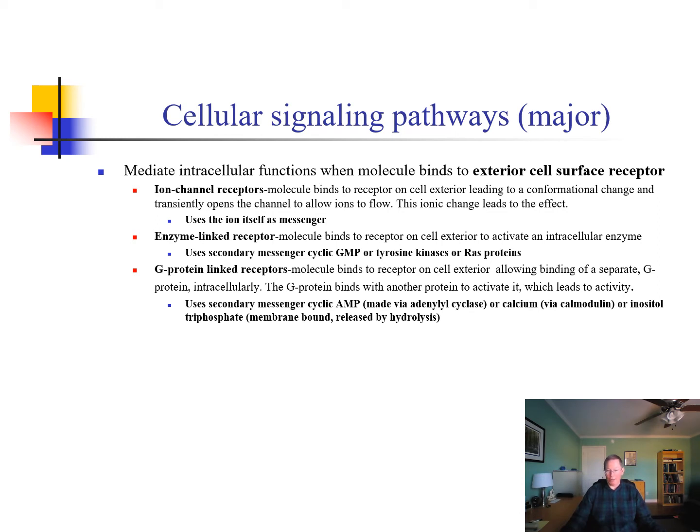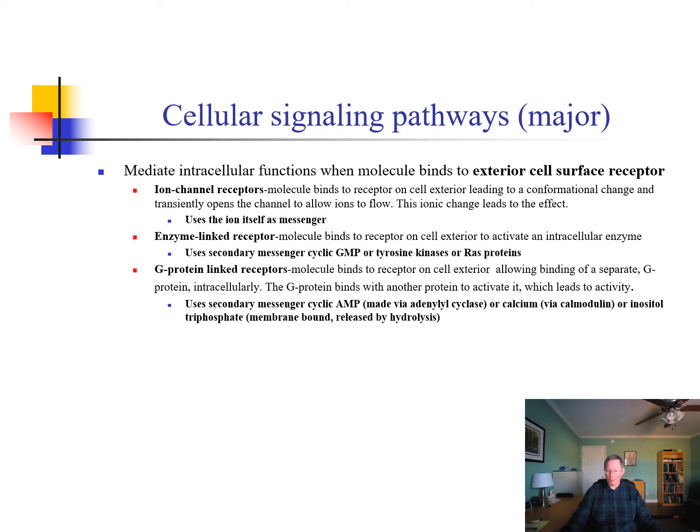Now, in an ion channel receptor, a molecule will bind to a receptor on the exterior cell surface, and that leads to a conformational change that transiently opens up some type of channel, like an ion channel for potassium or for sodium. And that ion, if there is a gradient, a difference in the amount of ion on the inside and the outside of the cell, will flow spontaneously into or out of the cell, and that ionic change will lead to an effect, such as contraction of the muscle. In this case, the ion crossing the membrane is the messenger.